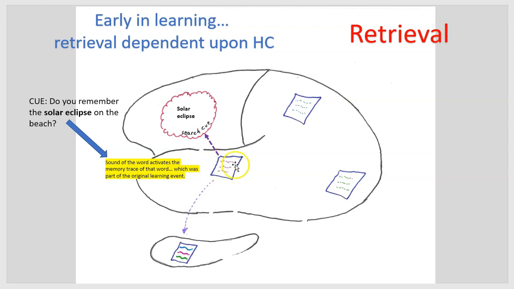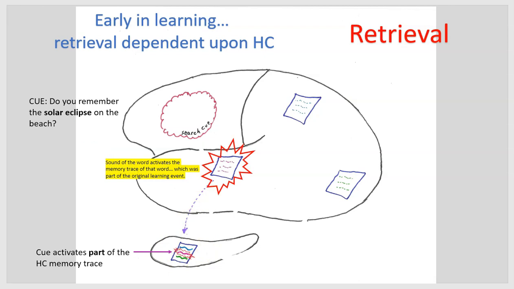So I'm going to have a similar pattern of activity in the auditory cortex here. Whatever's being processed in auditory cortex also goes down to the hippocampus. And so the idea is, because it's the same pattern of activity as occurred during the learning stage when I was on the beach watching the solar eclipse and hearing the word solar eclipse, that pattern of activity is going to activate the same hippocampal neurons that were activated the day before. So the cue is going to activate part of the hippocampal memory trace that was formed a day earlier.